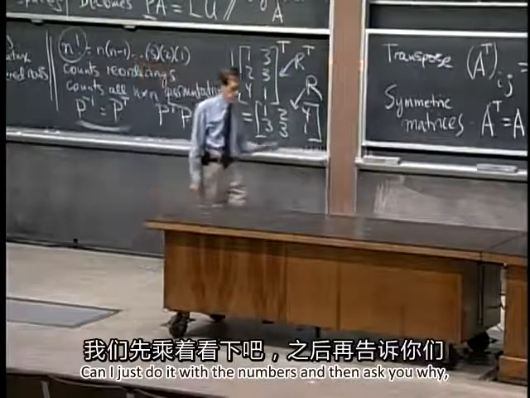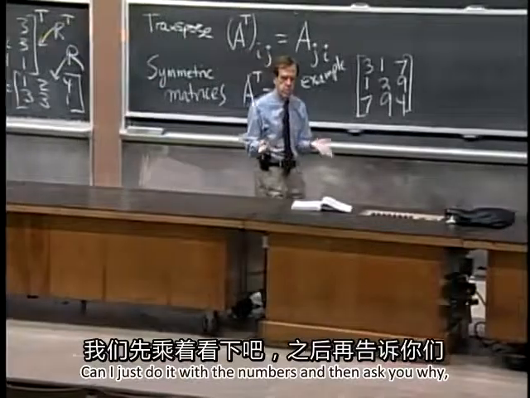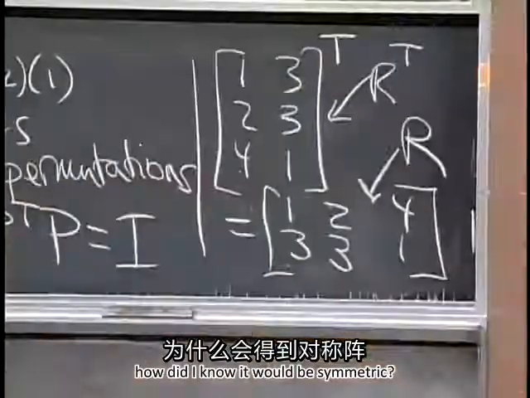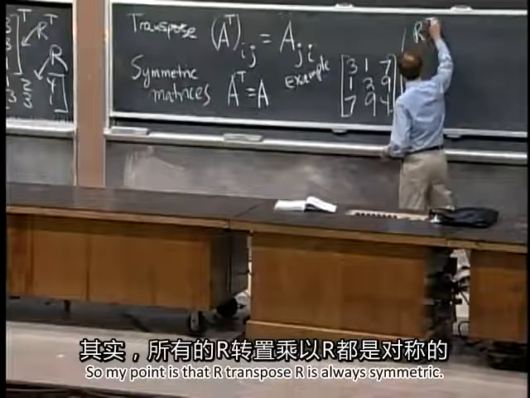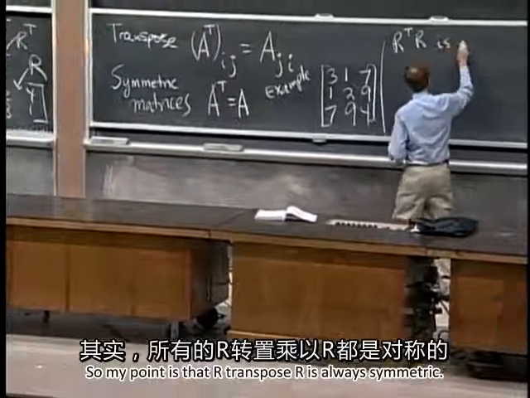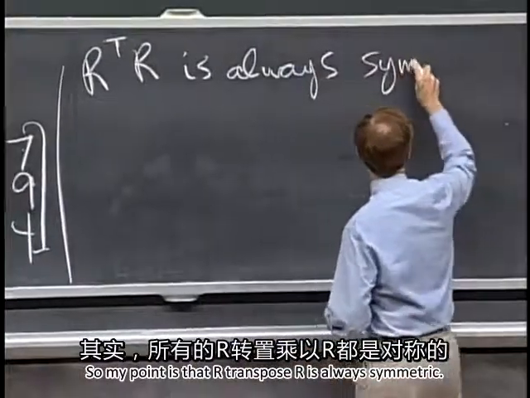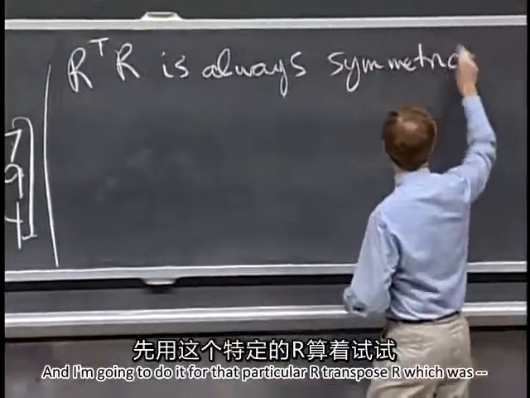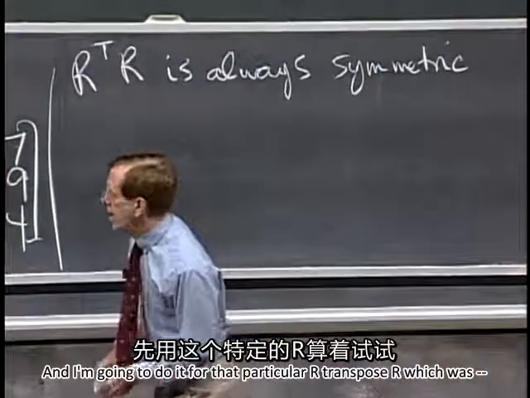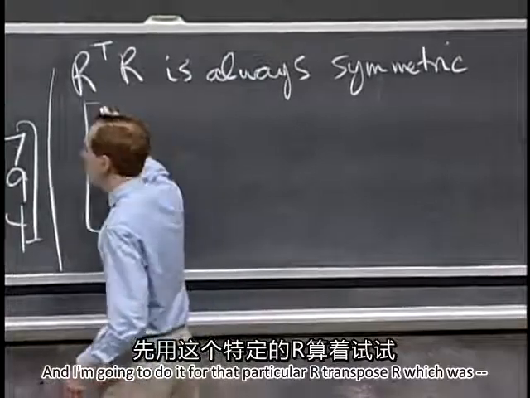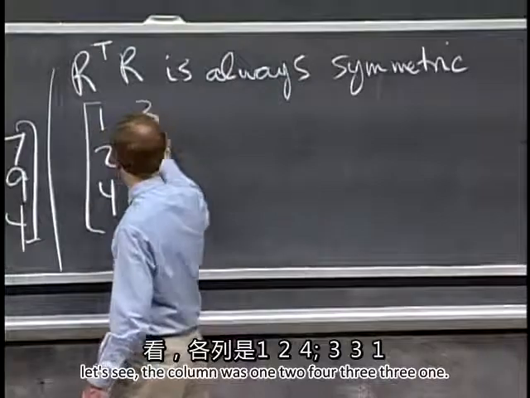Can I just do it with the numbers and then ask you why? How did I know it would be symmetric? So my point is that R transpose R is always symmetric. Okay? And I'm going to do it for that particular R transpose R, which was, let's see, the column was 1, 2, 4, 3, 3, 1.